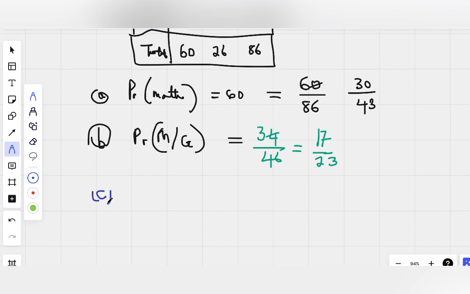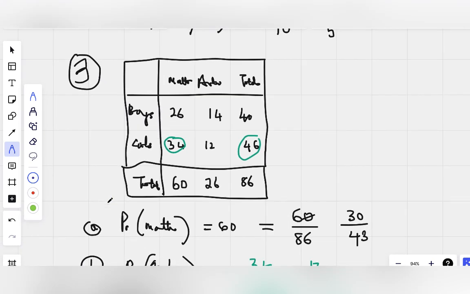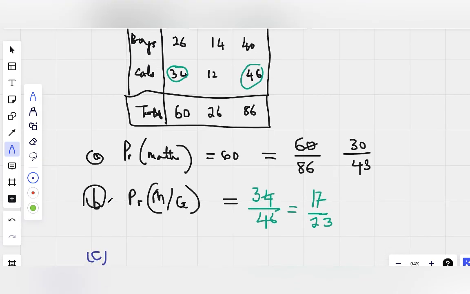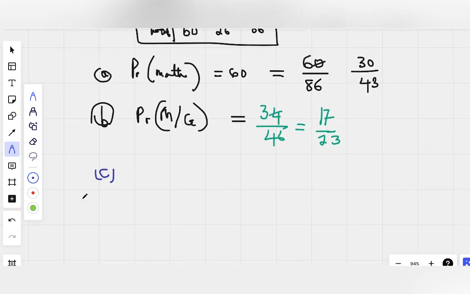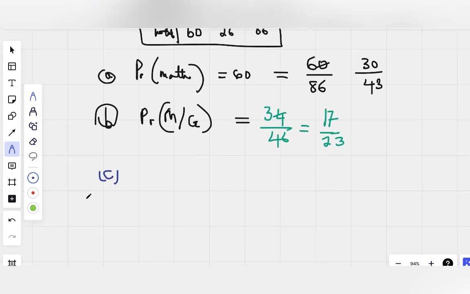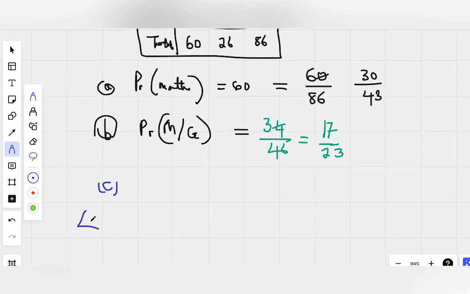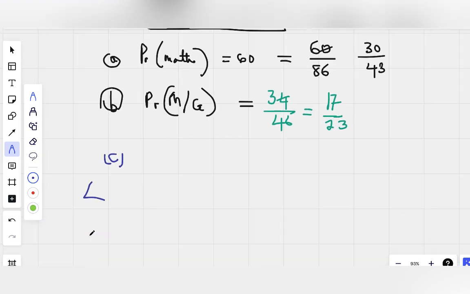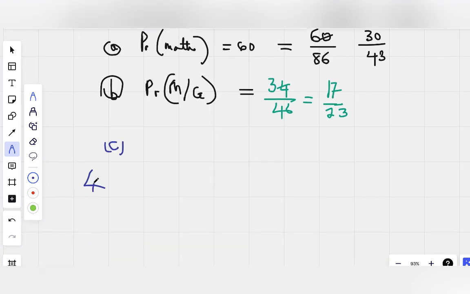Let's take another question, question number 4. For question number 4, you remember in part 2 of our work, we did the Venn diagram, part 2 of the probability concept. So we want to use the Venn diagram to study conditional probability.